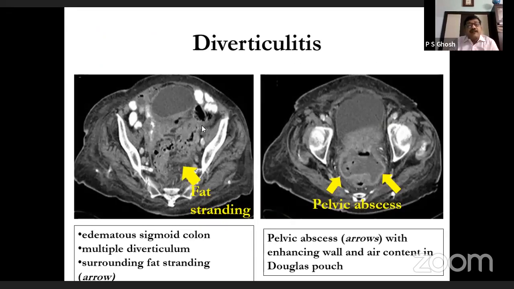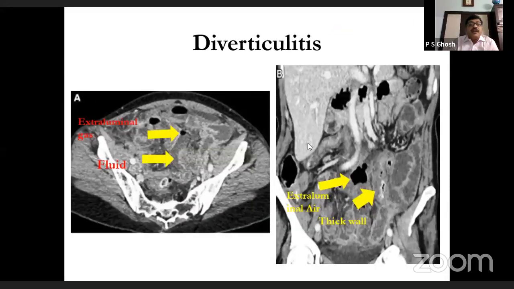Another case, where these are from the same patient, we can see that there is some fat stranding here, but if we go into the pelvis, we can appreciate that there is a pelvic abscess. So it's a Hinchey type 2 where there is an abscess. Now, in this case, we can see some extraluminal gas and fluid collection outside the colon. And here we can see the thick wall, and there is some extraluminal air. So this is a free communication, and this is Hinchey type 3.